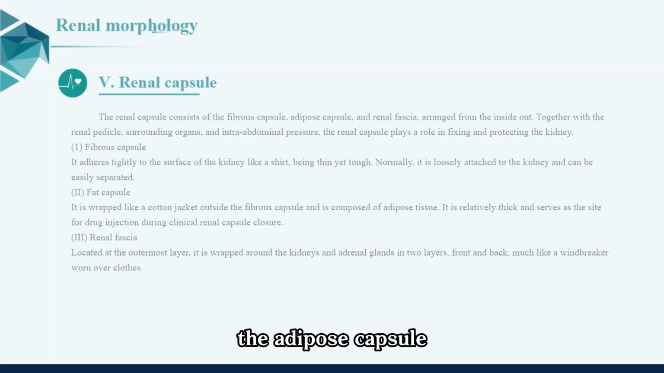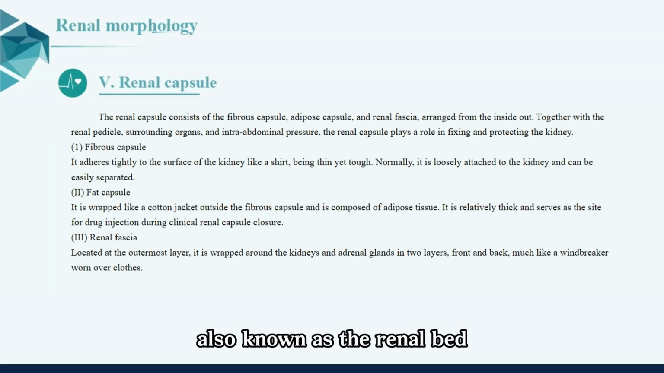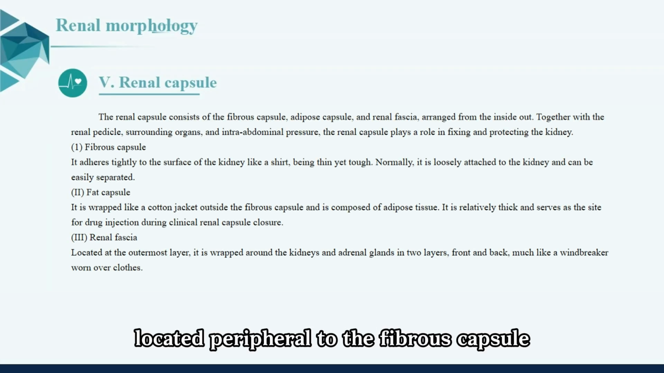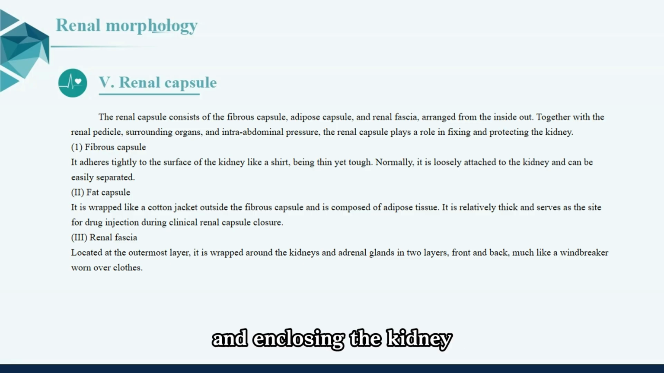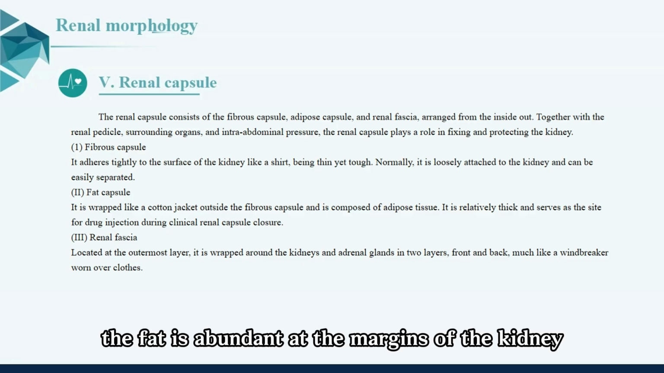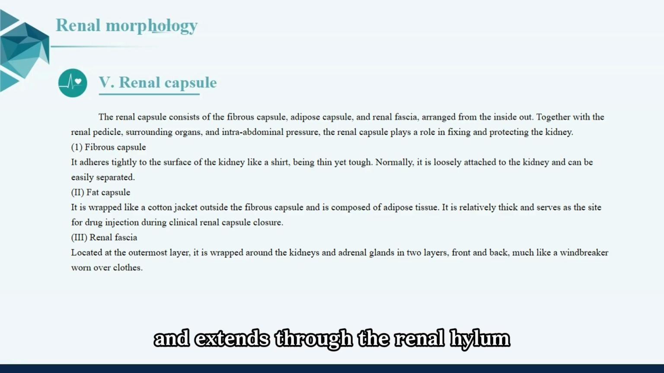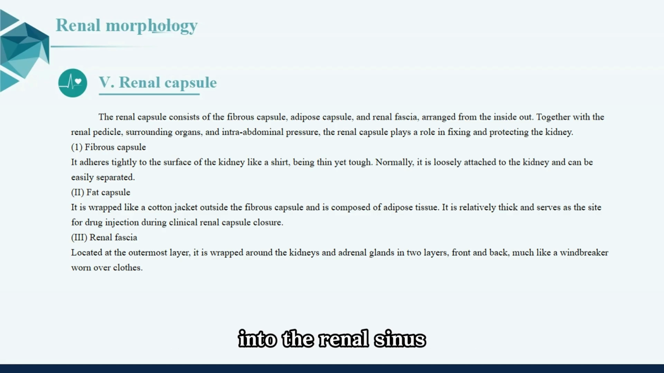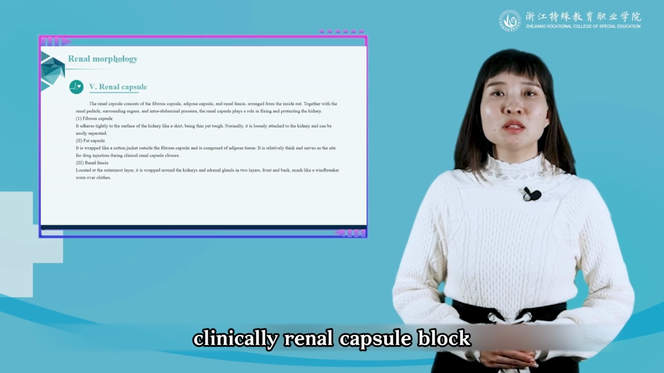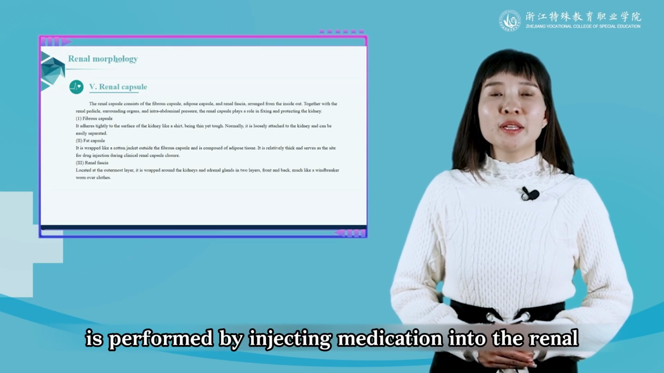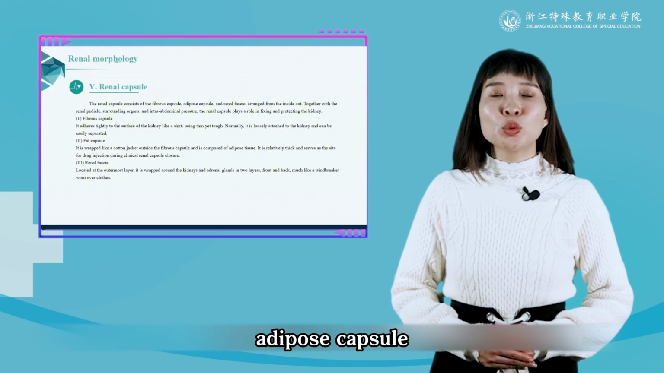The adipose capsule, also known as the renal bed, is a layer of fat located peripheral to the fibrous capsule and enclosing the kidney. The fat is abundant at the margins of the kidney and extends through the renal hilum into the renal sinus. Clinically, renal capsule block is performed by injecting medication into the renal adipose capsule.